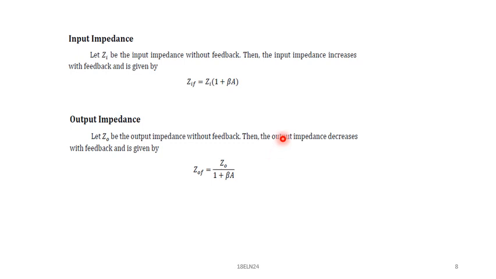So these are the two very important parameters of any amplifier circuit. If I employ a voltage series feedback amplifier, there will be an increase in the input impedance, and at the same time there will be a decrease in the output impedance. So this is one of the advantages of feedback amplifiers. There will be control over the input and output impedance.